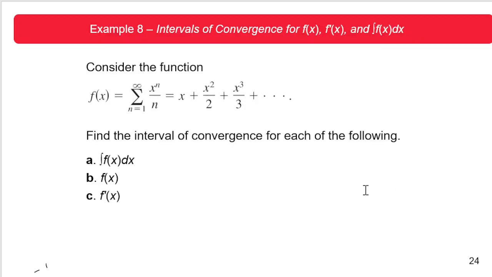As an example, consider the function f of x, which is equal to the summation of x to the n all over n, where n is from 1 to infinity. If n is 1, then you have x. If n is 2, then you have x squared all over 2. If n is 3, then you have x cubed all over 3, and so on and so forth. From this function, we are asked to find the interval of convergence for each of the following functions. Letter A, the integral of f of x dx; B, f of x; and C, f prime of x.